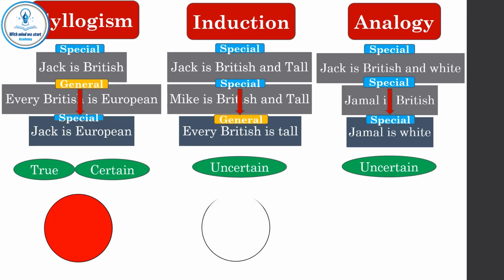In induction, this large circle is the British. This is Jack. If Jack is tall, this doesn't make all the British tall. And this is very obvious too. In analogy, this large circle is the British. This is Jack and this is Jamal. If Jack is white, this doesn't make Jamal white. This is also very obvious. So, syllogism is the only form of evidence that produces a true and certain conclusion.